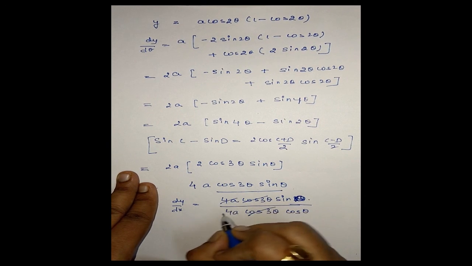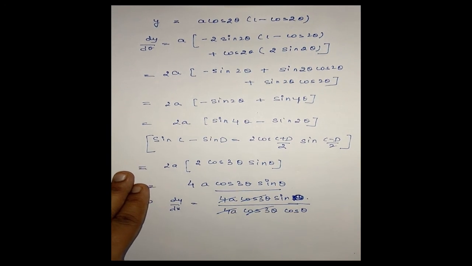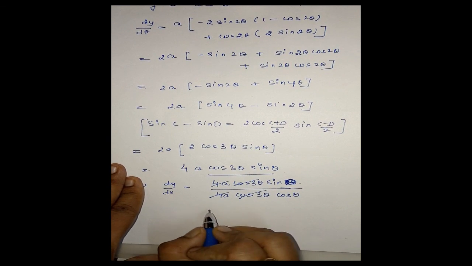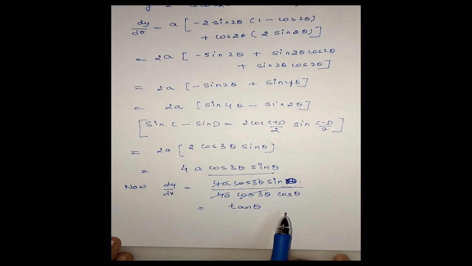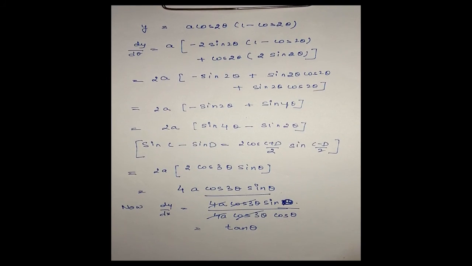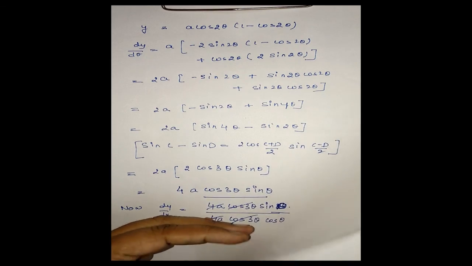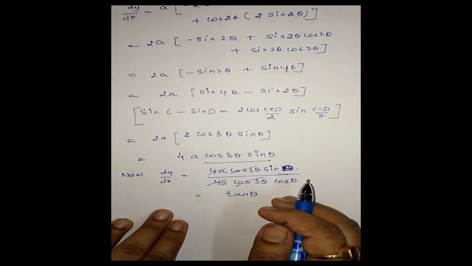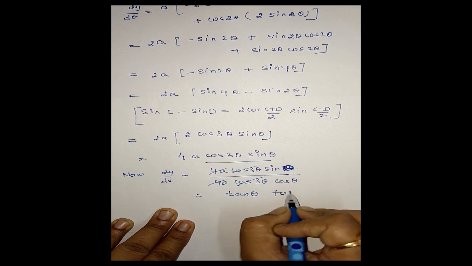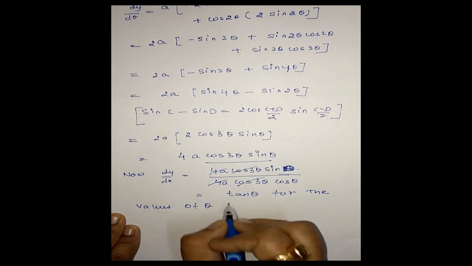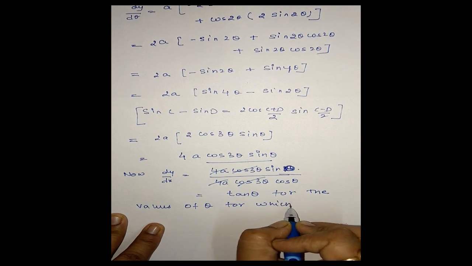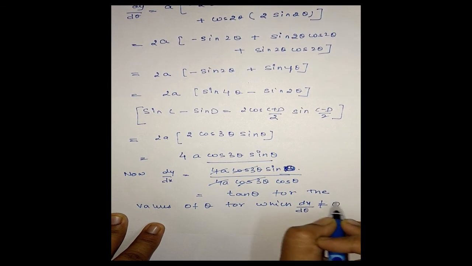That is, this is equal to tan theta. Now dy by dx is equal to tan theta for those values of theta for which dx by d theta is not equal to 0.